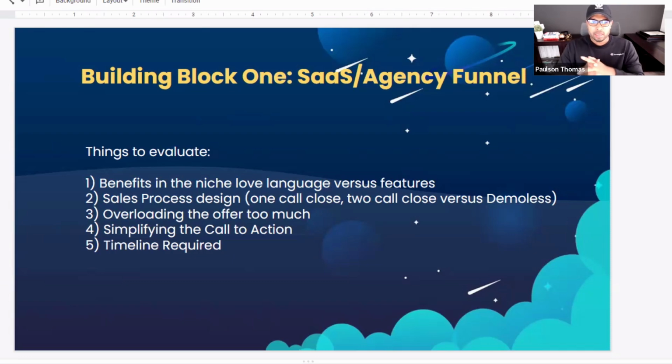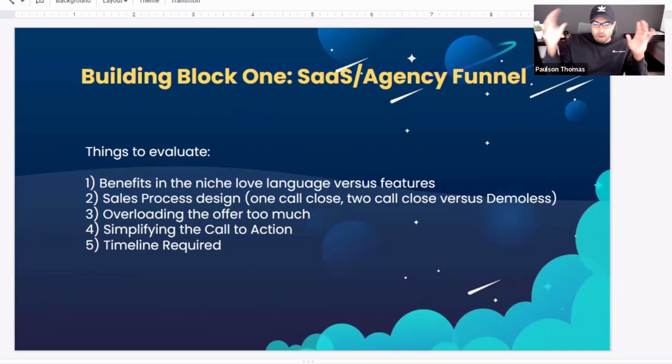So the third thing is overloading the offer too much. When I go to your SaaS funnel, your agency funnel, just really simply talk about what you're going to do for the client. You don't want this huge long list of everything that you have ever done, talking about 50 features, so many different things.